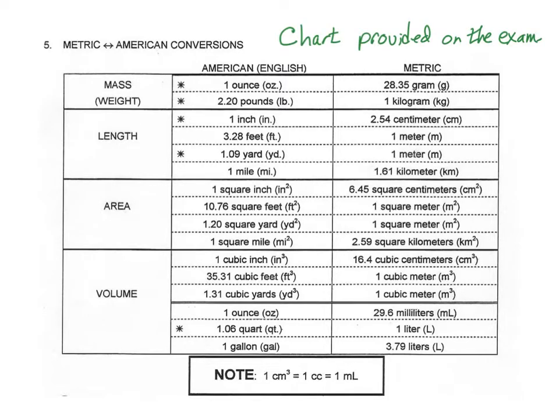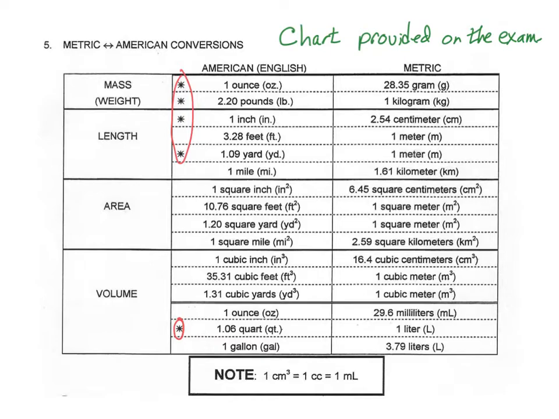This chart will be given to you on the exam. It'll look just like this except for two things. It will not have these stars on the left-hand side. Those are indicating that you should know which one is larger, whether an ounce is larger or a gram is larger, and down to is a quart bigger or is a liter bigger. So I'll be talking about that in this video.